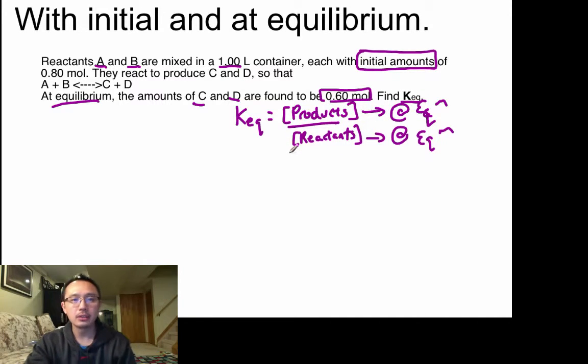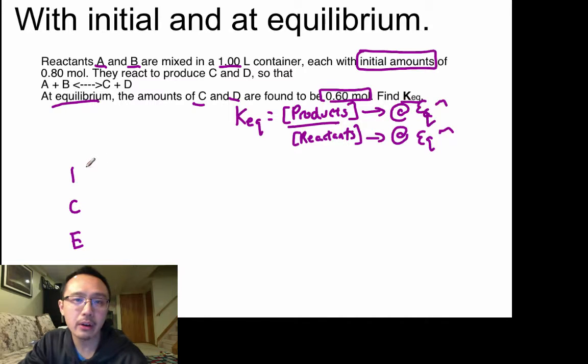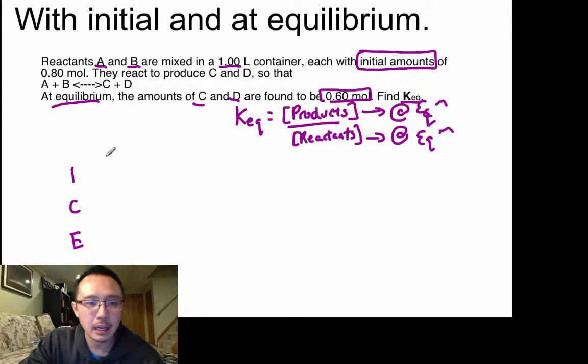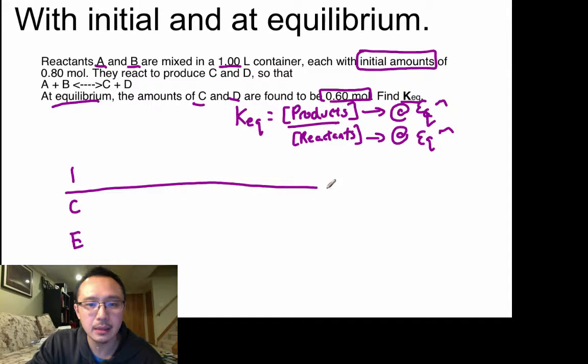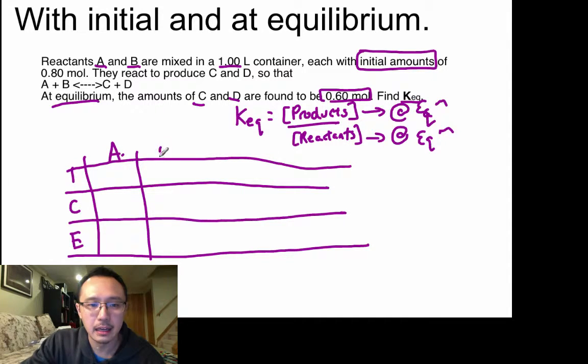find KEQ. To tackle this problem, there's a technique called the ICE chart, which is basically a table to organize where your concentration is heading, how much you have starting at the initial amounts and how much you have at the equilibrium amounts. You put ICE: I for initial, C for change, and E for equilibrium. And at the top, you write all your reacting species, which is going to be your A, and then B, which react and form your C and D.